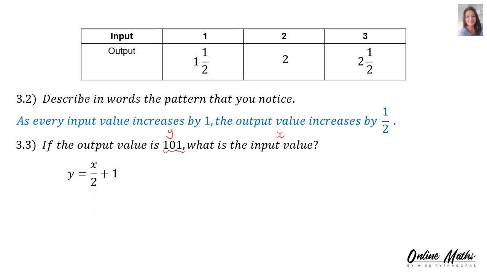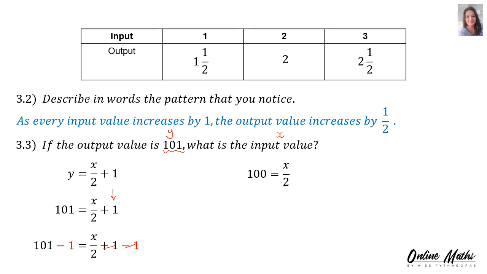And then question 3 says, if the output value is 101, what is the input value? Now be careful here, an output value is a y value and an input value is the x value. So we will take the given equation and now in y's place we will substitute 101 and we're going to solve for x. Now what's the problem is we need to get rid of plus 1 and we will do that by subtracting 1 from both sides. And then on the right hand side we will say plus 1 minus 1 is nothing, and on the left hand side 101 minus 1 is just 100.